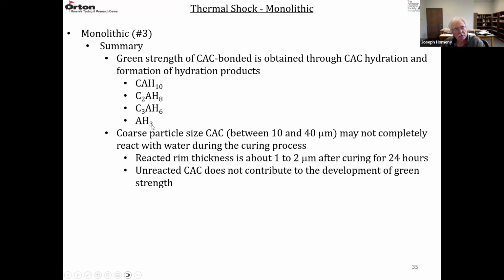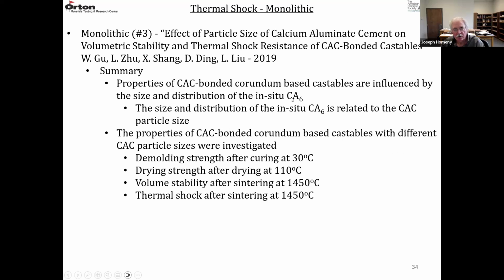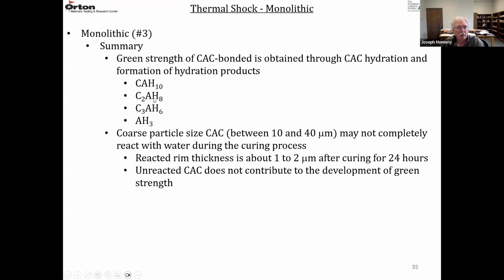And these are the different hydration products, in cement notation. Actually, I should have mentioned it here. C is calcium, A is aluminum. So it's CaO, Al2O3, and the Al2O3 is taken 6 times. H is water. So CAH10 would be CaO, Al2O3, H2O taken 10 times.